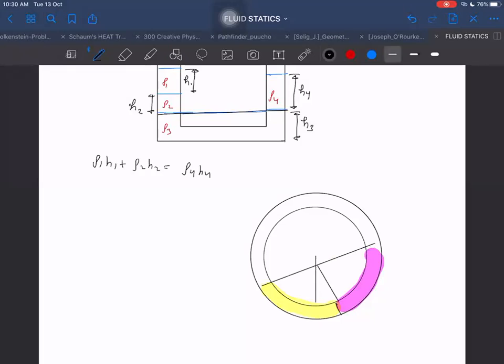Find out the angle theta in terms of rho 1 and rho 2. Are you understanding the situation? Yes, sir.